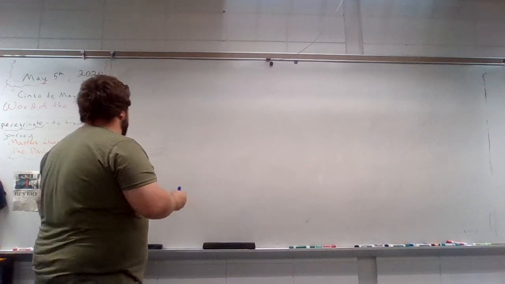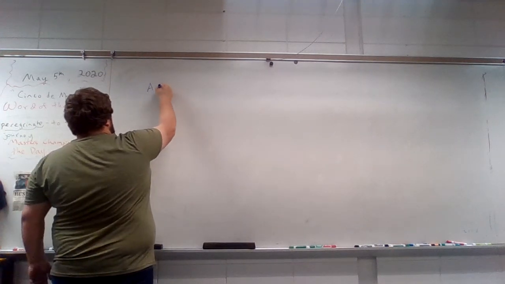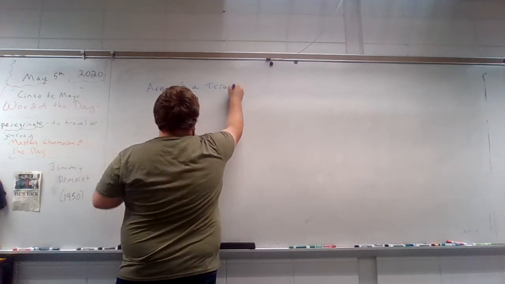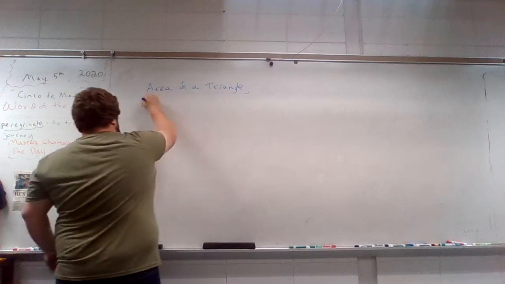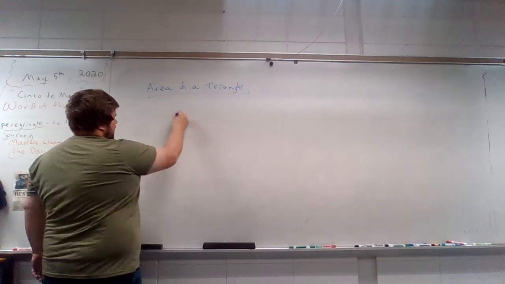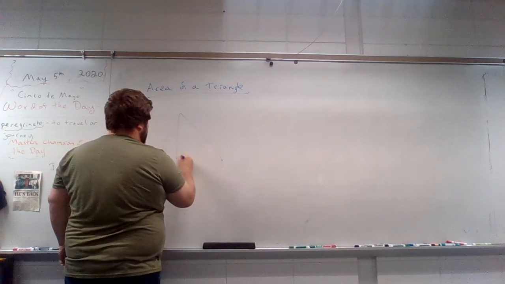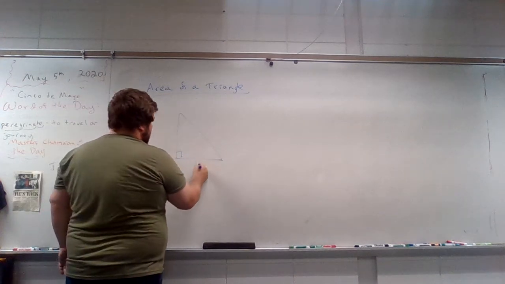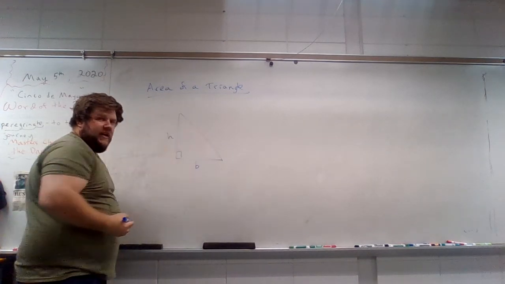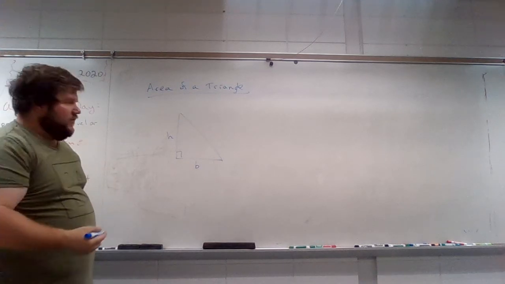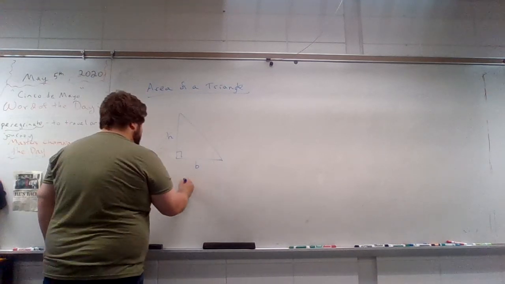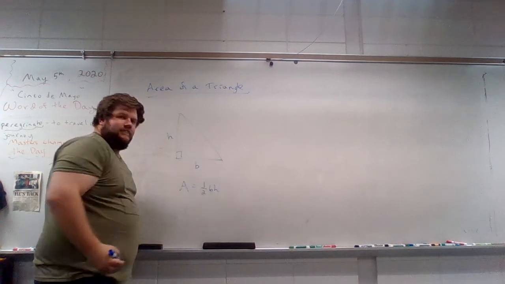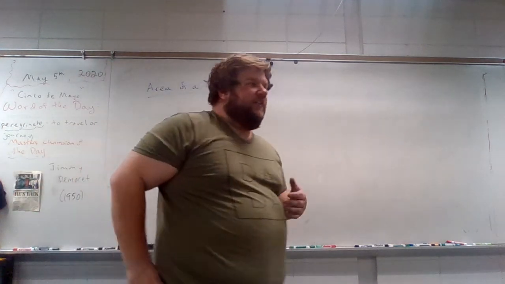Area of a triangle. So the formula that you're familiar with here: you have a triangle, it's right angled, maybe you have its base and its height. And the question is, what's the area of that triangle? Well, you're told that it's 1/2 the base times the height. Okay, that's all well and good.